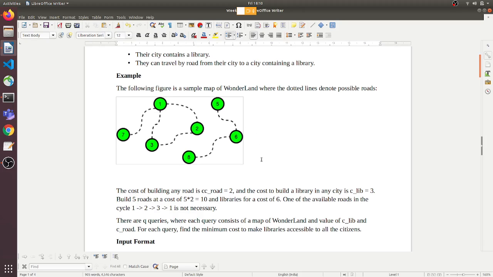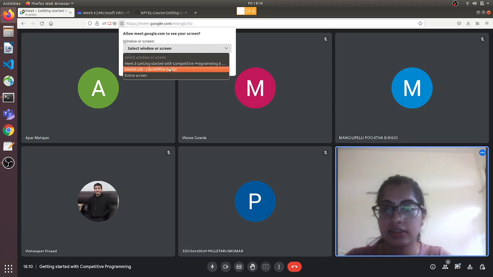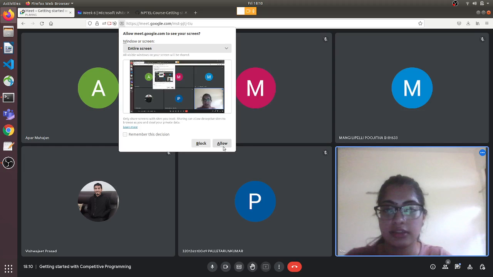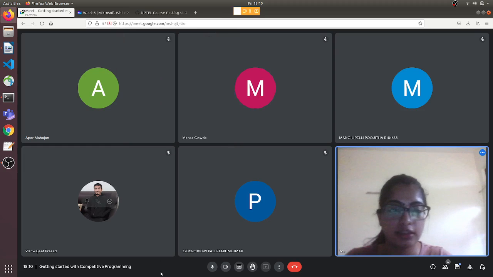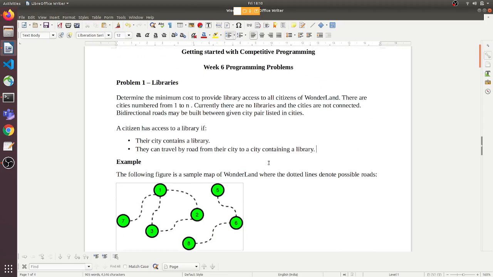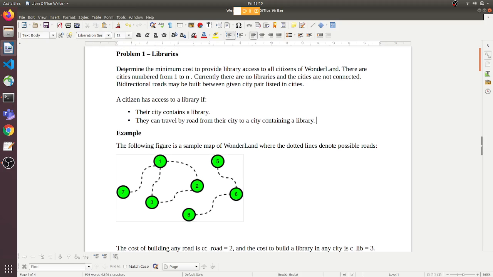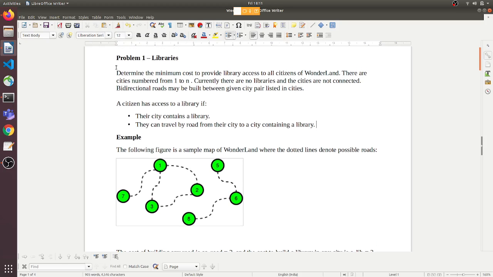Now you're also given, oh, I'm so sorry, I again forgot. I'm extremely sorry. Yeah, so I hope the screen is now visible. I forgot to share it. I'm reading the problem statement from here.